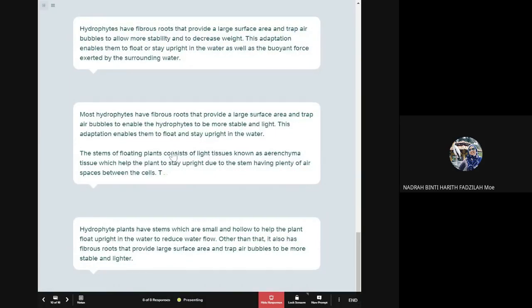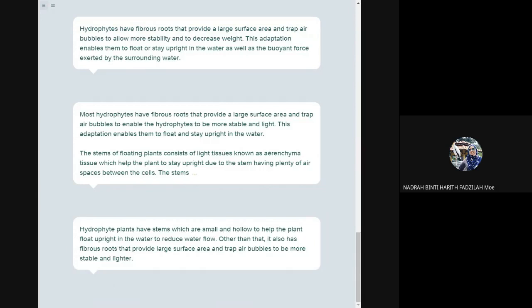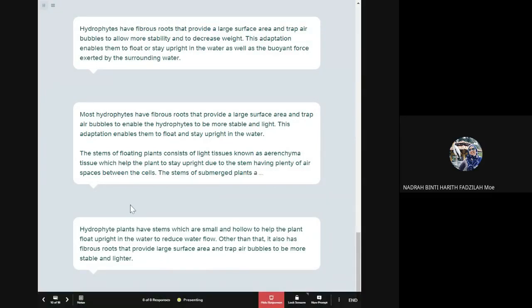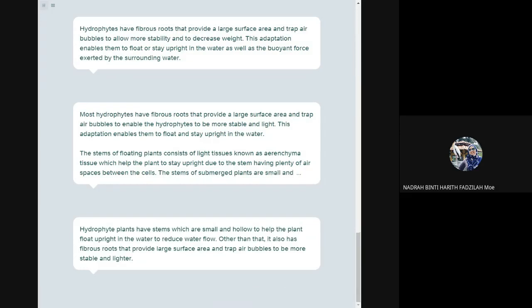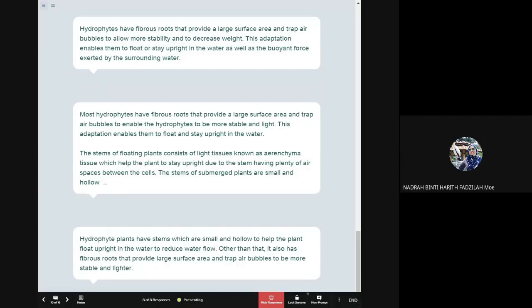Okay, and then the presence of parenchyma tissue. Okay, presence of parenchyma tissue enables hydrophytes to float. Okay, basically kita nak sebut fungsi parenchyma tu untuk membolehkan dia float lah. Selain daripada ada air bubbles tadi. Kemudian untuk stem.